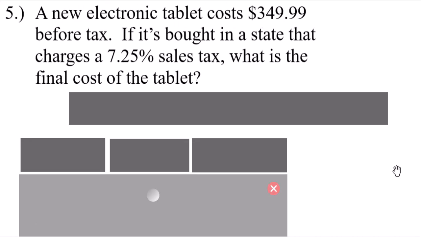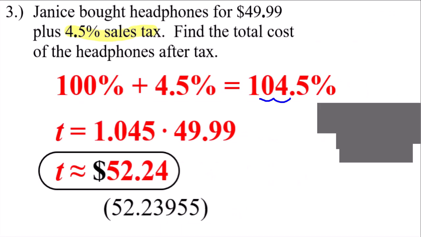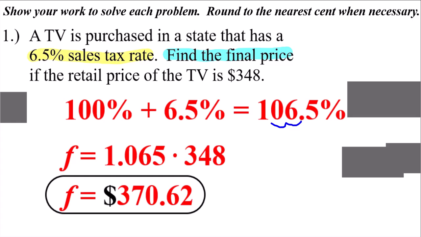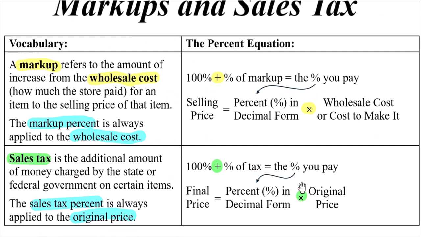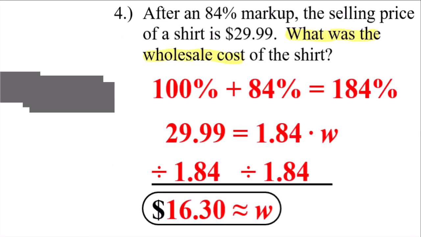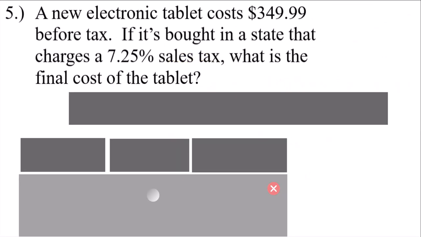Now, you're going to have to watch out for problems like number 4, where they already give you the selling price, or the case of sales tax. Maybe they already give you the final price and they ask you to find the original. Keep in mind, it's the wholesale cost or the original cost in the case of sales tax that is always multiplied by the percent in decimal form. The final price or the selling price is always on the other side of the equal sign, not being multiplied by the percent in decimal form. Keep that in mind, because there might be another problem coming up that's kind of like problem number 4.